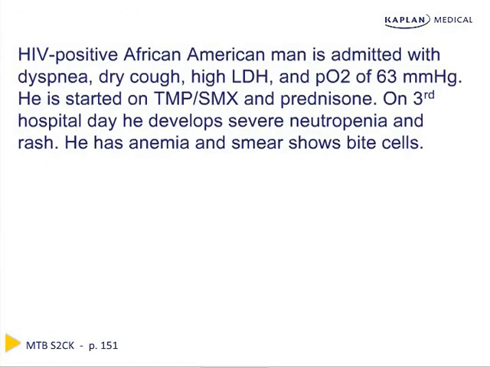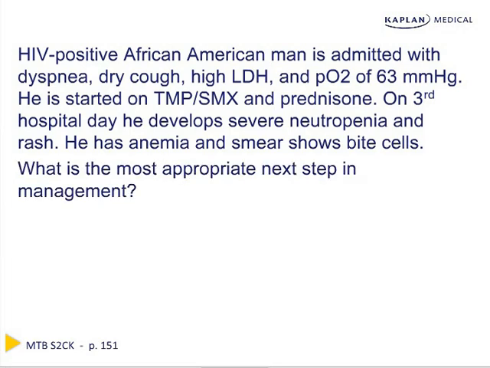Let's take a look at another practice question. Here we have an HIV-positive African-American man admitted with dyspnea, dry cough, high LDH, and a PaO2 of 63. He started on trimethoprim sulfamethoxazole and prednisone. On the third hospital day, he developed severe neutropenia and a rash. He has anemia, and the smear shows bite cells. What is the most appropriate next step in management?